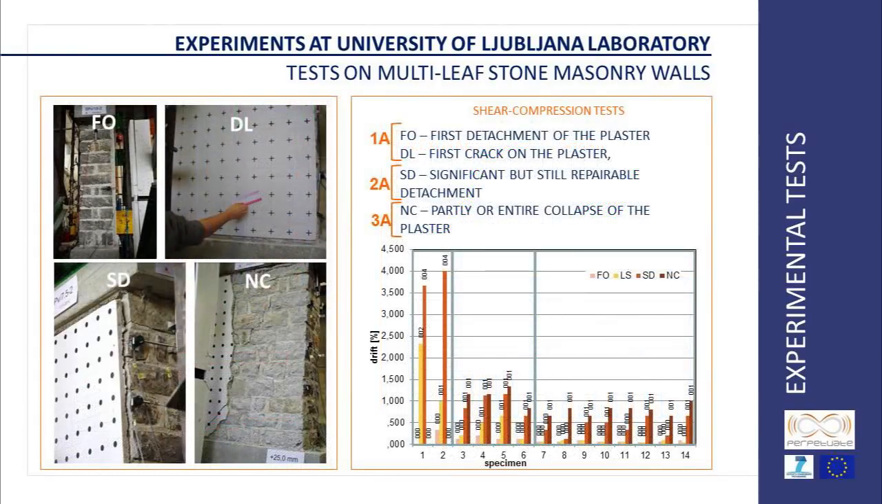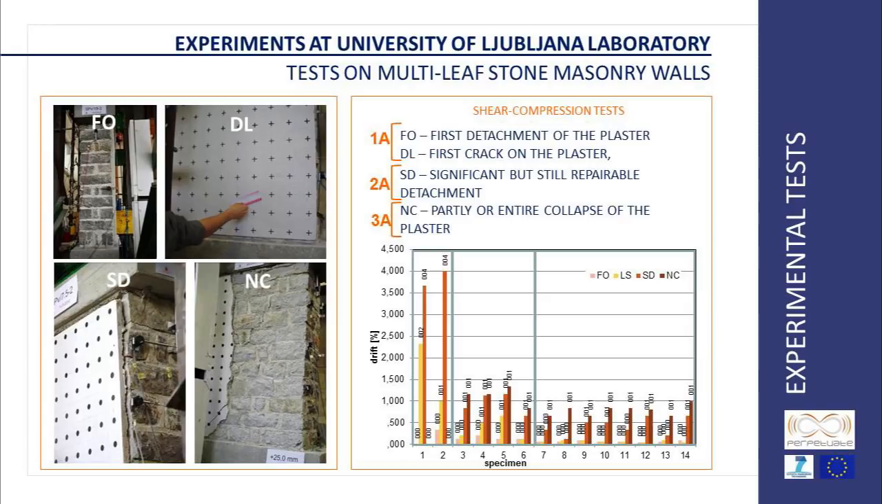The behavior of plaster has been analyzed with reference to different limit states: first detachments of the plaster, first crack of the plaster, significant but still repairable detachment, partly or entire collapse of the plaster. The drift of the walls has been associated with each limit state in order to correlate the structural behavior of the wall with the mechanical behavior of the plaster.